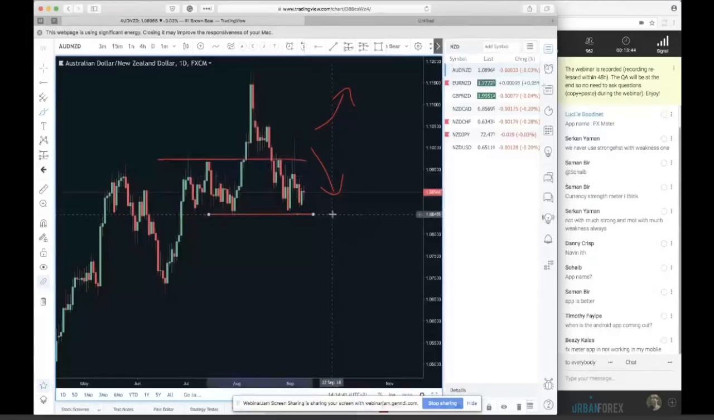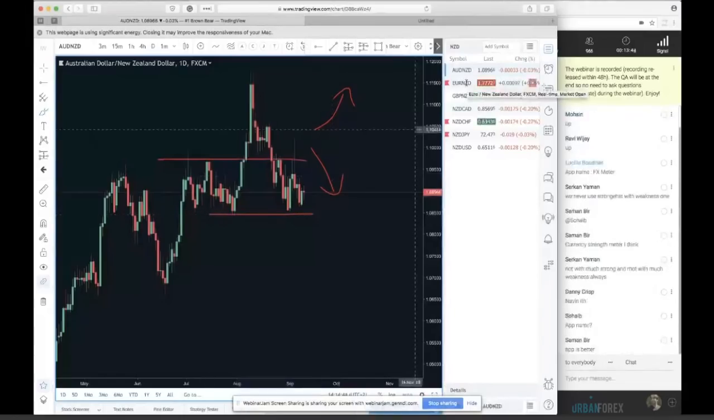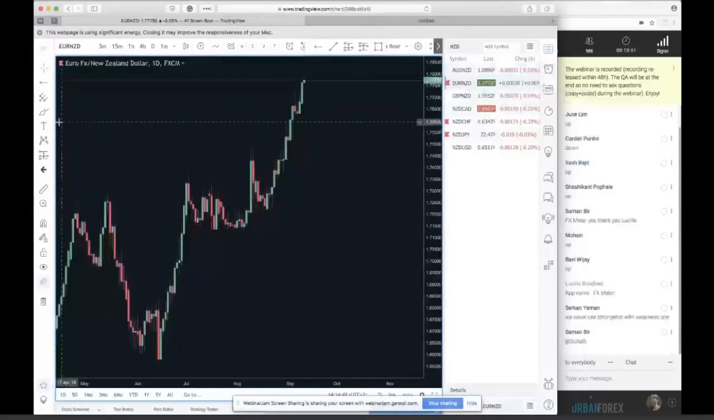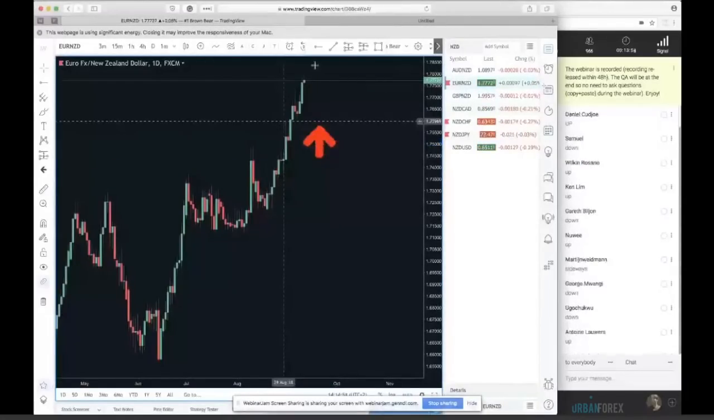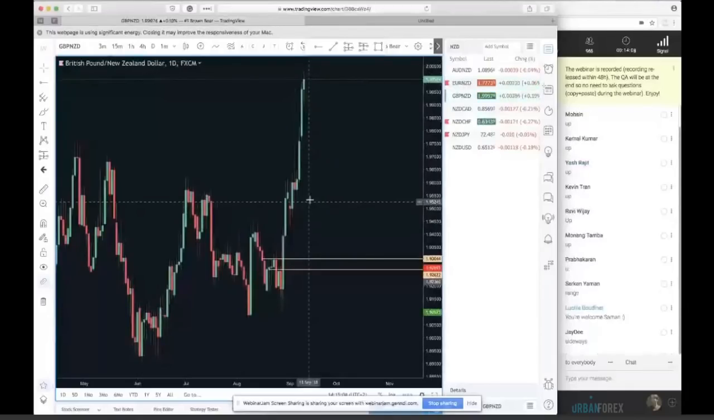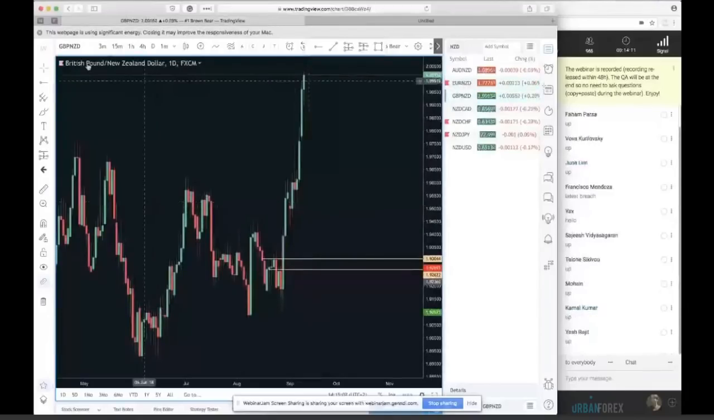Let's take a look at Euro New Zealand. Can you see which way this is going? This one we can see is going up. What does that mean for New Zealand? If this chart is going up, it means Euro is going up and New Zealand is weak. So that's a weakness there. Let's take a look at Pound New Zealand. Same thing. If this chart is going up, that means Pound is strong, New Zealand is weak. That's the second one telling us New Zealand is weak.